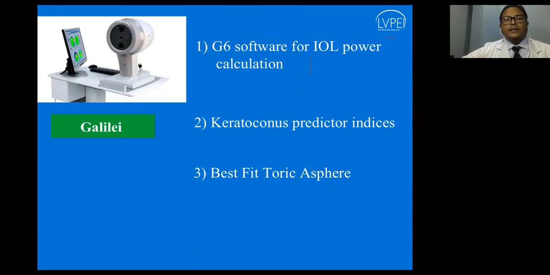The Galilei is another useful unit which has a double Scheimpflug camera. The advantage of a double Scheimpflug camera is that it gives a true measurement of the cornea, including the angle kappa. The G6 software for IOL power calculation helps in giving an accurate calculation of the intraocular lens. Keratoconus predictor analysis indices are much more sensitive and it gives a best fit toric aspheric surface. Now, most topographers give the best fit sphere.